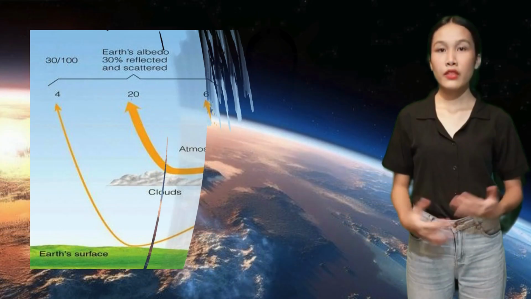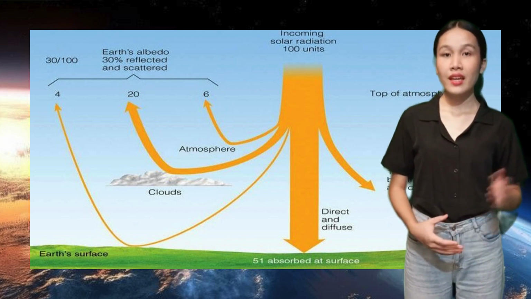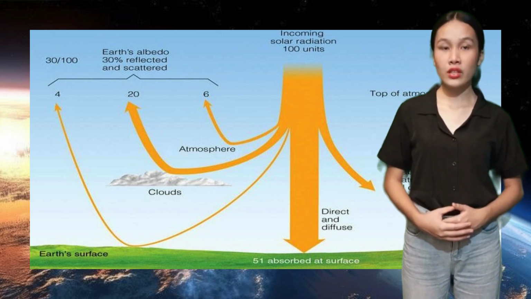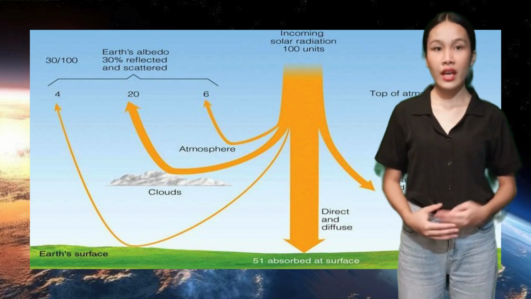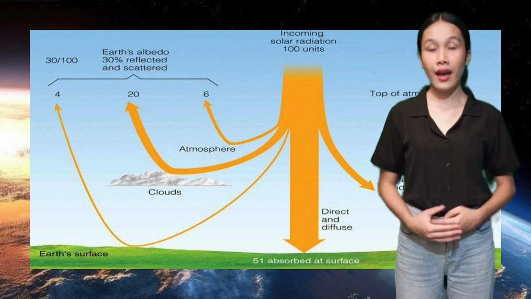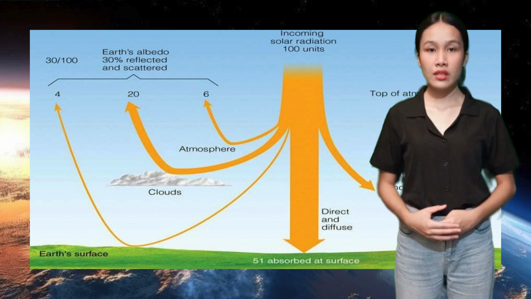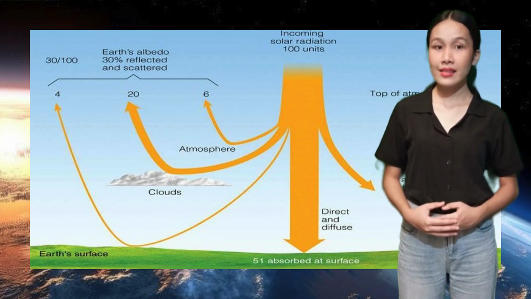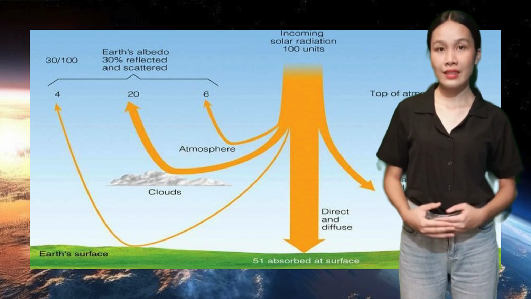Let's break down this energy balance. The process begins with 100 units of solar radiation entering the Earth's atmosphere. This represents the solar constant, which is the average amount of solar energy received per unit area at the top of the atmosphere. About 30 units are reflected back into space by clouds, ice, and other surfaces. This is like a mirror reflecting sunlight.